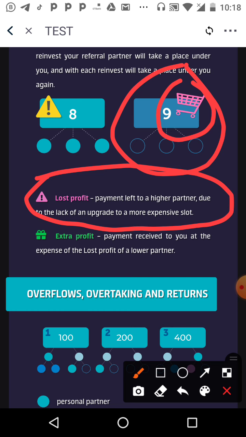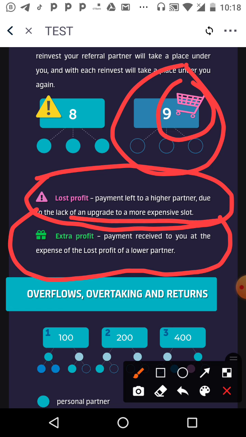And he wasn't supposed to buy that phone at that moment. If he had invested the money in the business, he would have bought like 10 phones by the time he wanted to buy. So extra profit is payments received by you at the expense of the lost profit. This is where the smart guys take advantage of most guys who are just jokers in the system. So they buy higher slots and wait for all of these things. It's called smart. That's why I kept saying smart plus hard work gives you a bigger advantage.